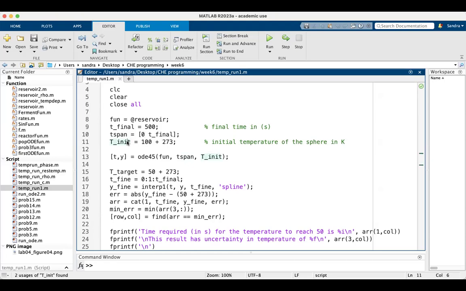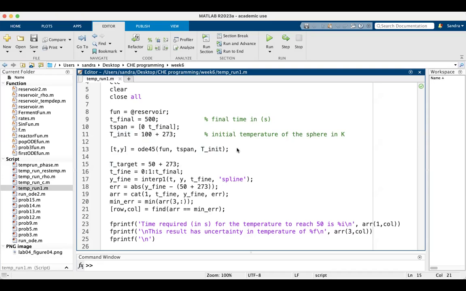Now T initial was given as 100 degrees Celsius. If the initial temperature of the body is 100 degrees Celsius, convert into Kelvin, so that will be 100 plus 273 Kelvin. That is your T initial. Now you have your ODE equation, and you are calling ODE45. You're telling it this is the function. Remember you have this anonymous function with the rate equation and the reservoir. That goes here. You have the T span, which is a vector having 0, comma T final. And this is the initial value, 373 Kelvin. Basically, 100 degrees Celsius converted into Kelvin.